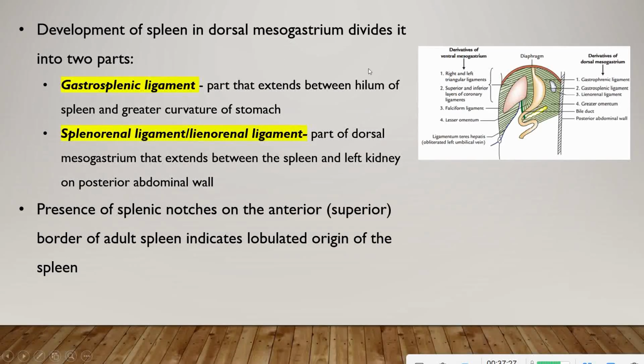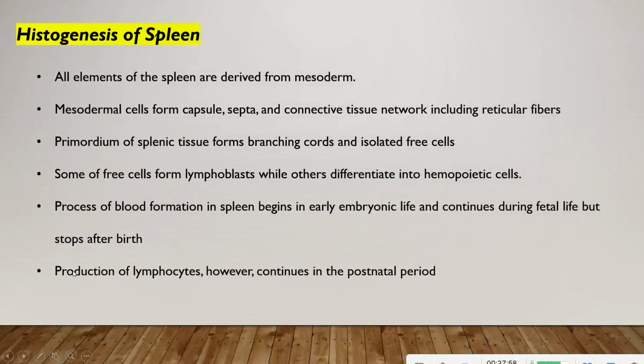Development of the spleen in the mesogastrium divides the mesogastrium into two parts. The gastrosplenic ligament, which is the part of dorsal mesogastrium extending between the hilum of the spleen and the greater curvature of the stomach here, and the splenorenal or lienorenal ligament, which is the part of dorsal mesogastrium extending between the spleen and left kidney on the posterior abdominal wall. Presence of splenic notches on the anterior or superior border of the adult spleen indicates the lobulated origin of the spleen.